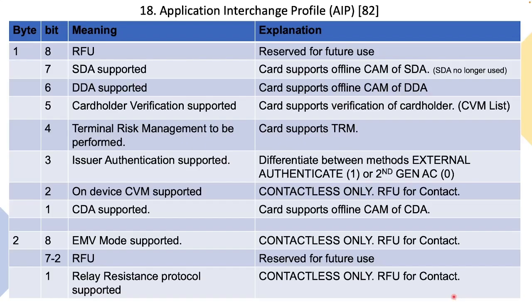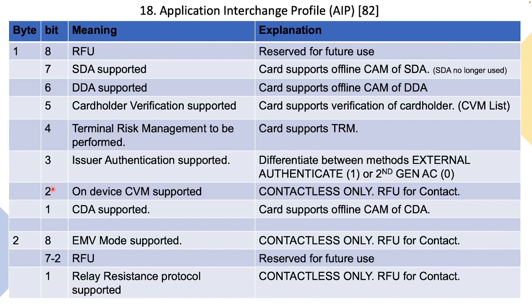So very similar to the application usage control that we discussed earlier, where we said you'd have all the different items listed, and where the card supports something, you'd indicate it with a 1, where it doesn't, indicate with a 0. And when you've answered all the questions, you then roll up the binary value, convert it to a hex value, and store that hex value on the card under tag A2.